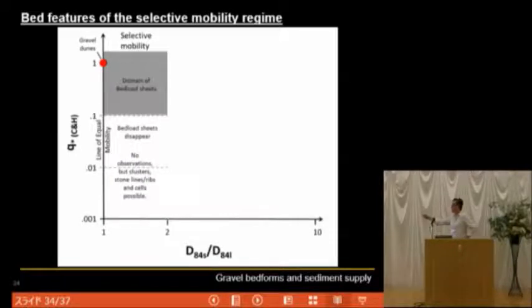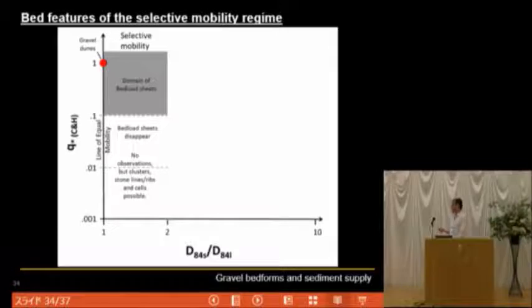Also, as we go through this selective mobility regime, once we start dropping down below a Q star value of 0.1, bedload sheets disappear, right? That's what we observed in all of our experiments. And so the question is, what happens in this region of the diagram? Well, we don't have any observations in there. But I think it's reasonable to assume that you get clusters, stone lines, ribs, and cells developing at these really low supply rates relative to the capacity.